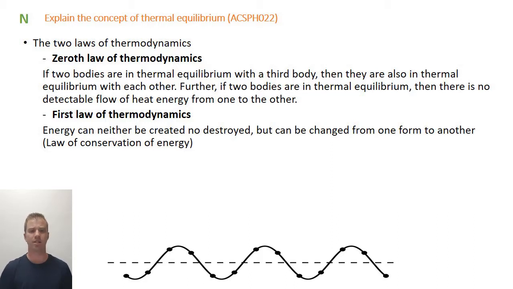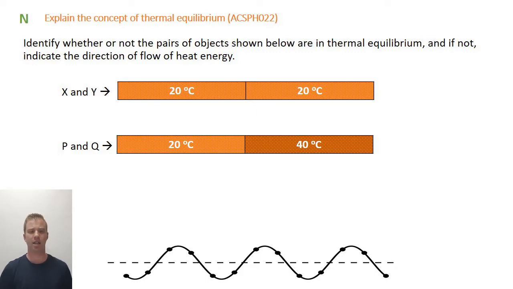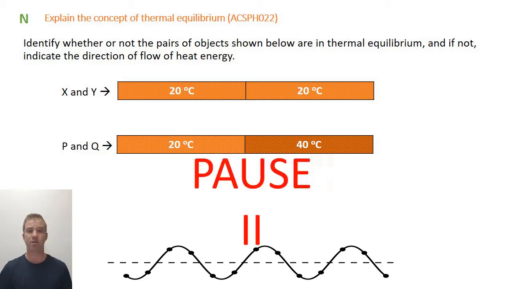Energy can neither be created nor destroyed, but can be changed from one form to another. Now let's have a look at this in a question. You've got here a diagram of X and Y, P and Q. You can see that there are different temperatures at play. You just need to identify whether or not the pairs of objects shown are in thermal equilibrium, and if not, indicate the direction of flow of heat energy. If you'd like the opportunity to pause the video now, then do so.